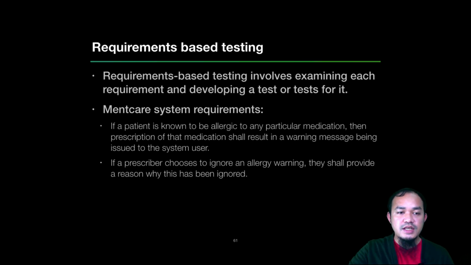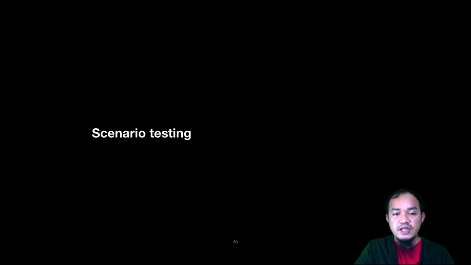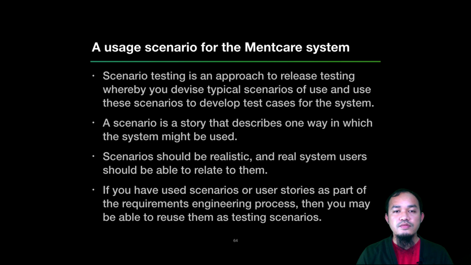Requirement based testing is testing done using the requirement specification. Requirement based testing involves examining each requirement and developing a test or tests for it. It means that they develop the test cases based on the requirements. Next, scenario testing. Scenario testing is an approach to release testing whereby you devise typical scenarios for use and use these scenarios to develop test cases for the system. We use scenarios to drive the testing. This is the main point of scenario testing.